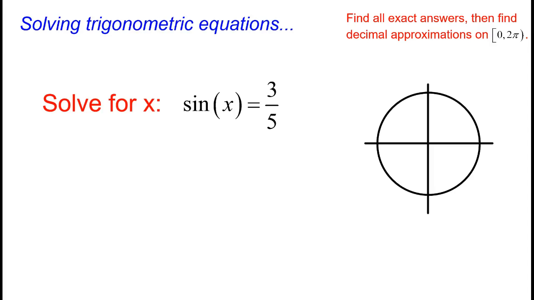Okay, folks, here we go with part 2 of the video for 10.6. What we're asked to do here is solve some trigonometric equations. The directions say find all exact answers, then find decimal approximations on the interval from 0 to 2 pi. First equation we're given here is sine of x equals 3/5.